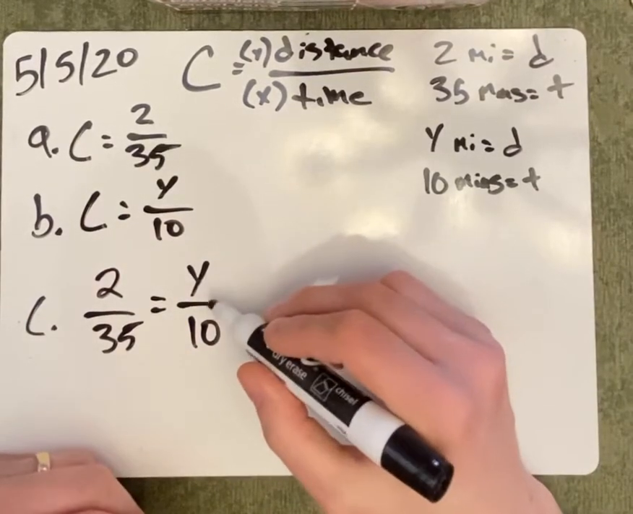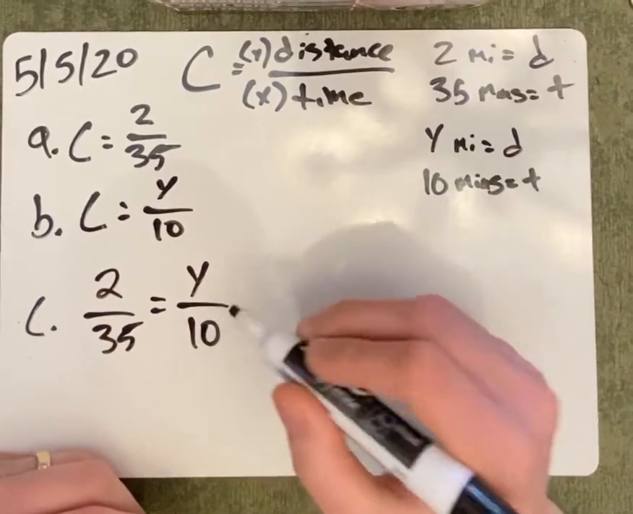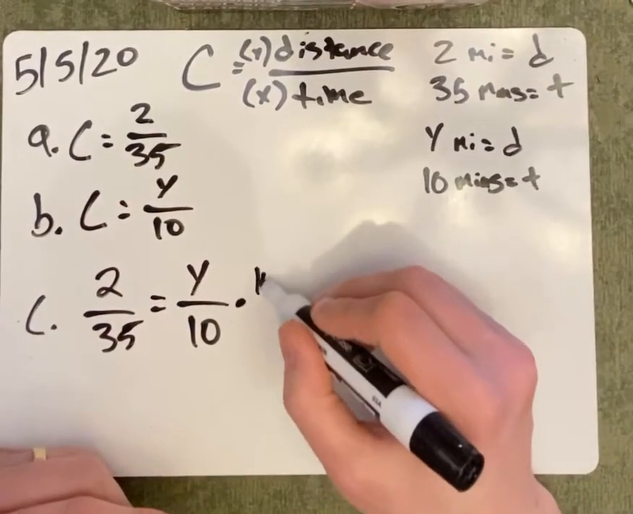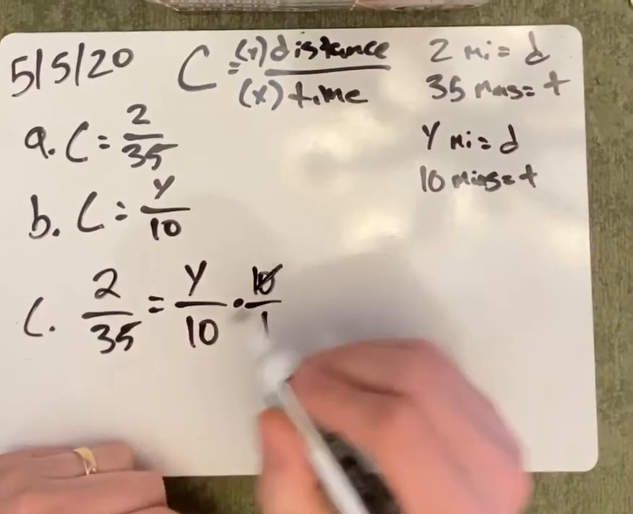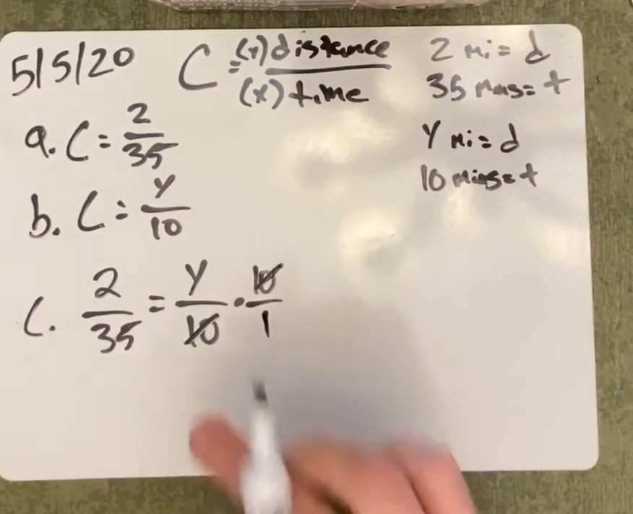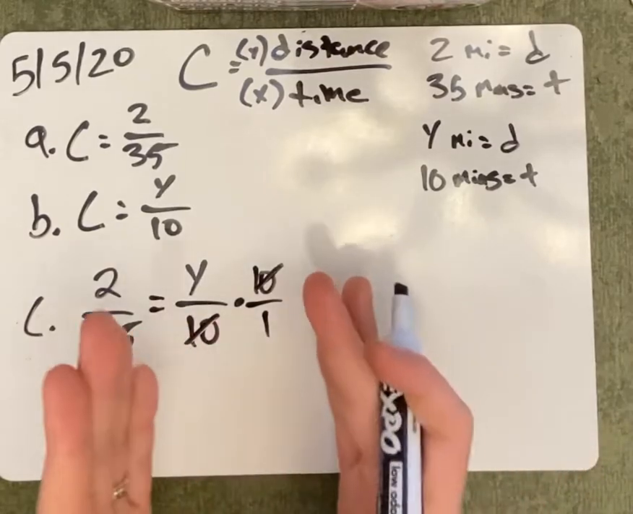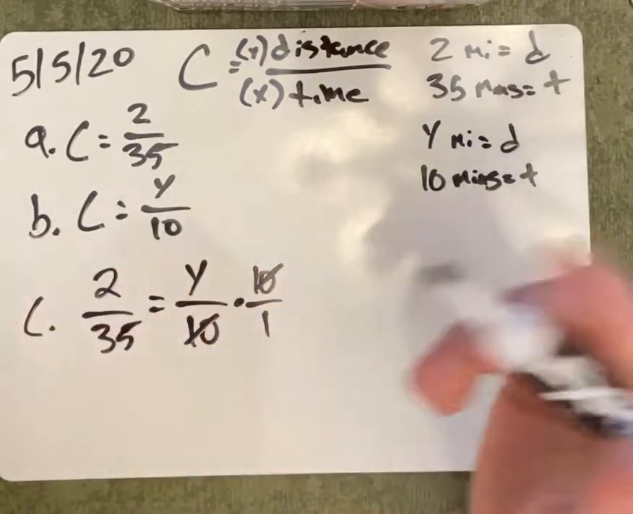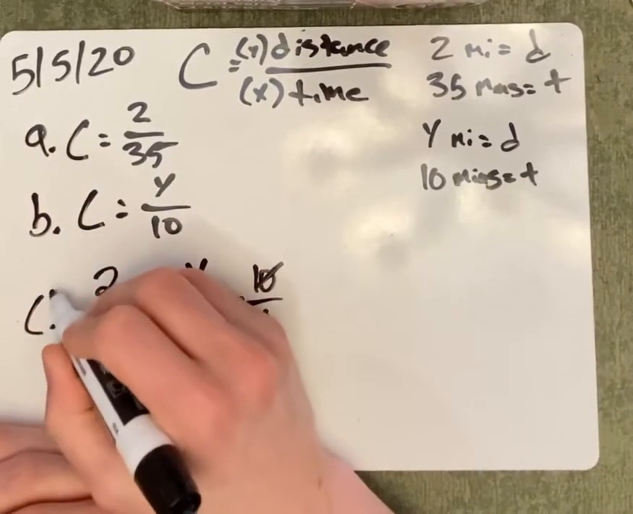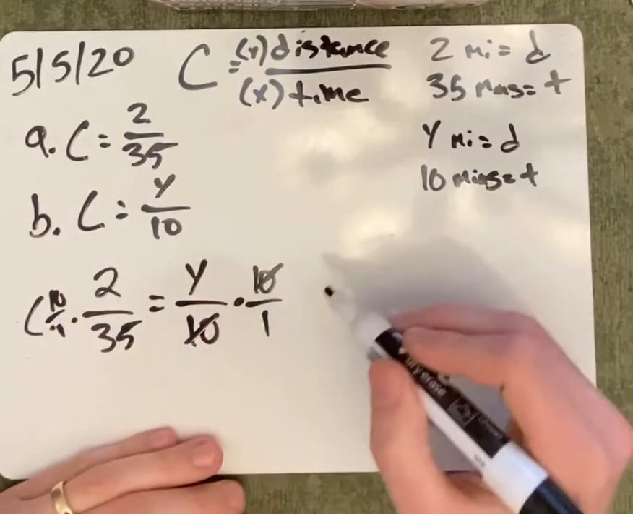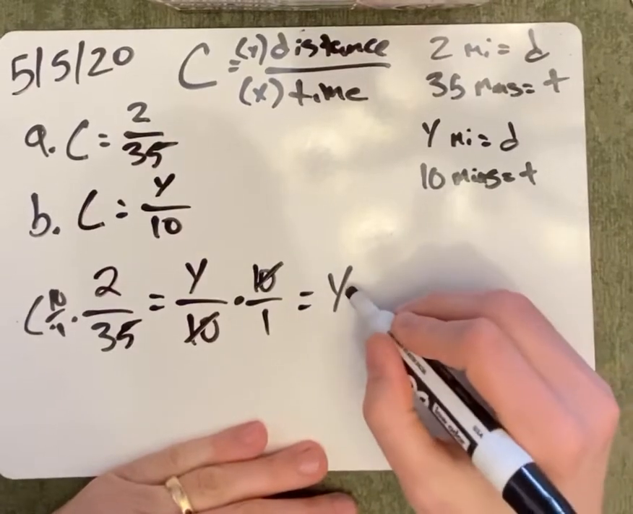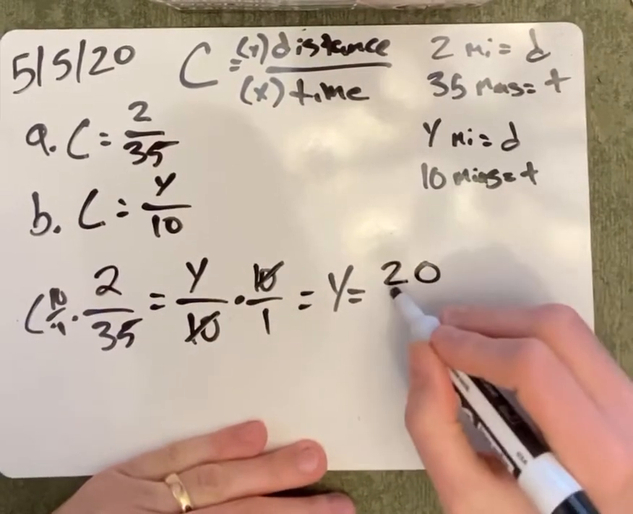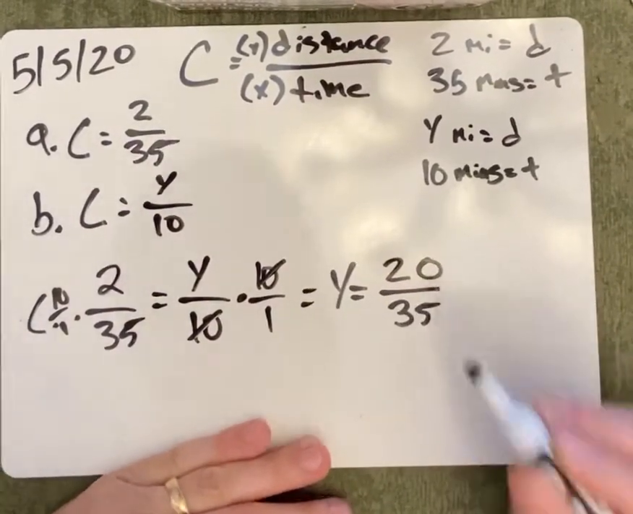So since Y is being divided by 10, to get rid of this, I'm going to multiply. Right? Because if you multiply by 10 over 1, remember this cancels out, right? And we're left with Y. And remember the golden rule. What you do to one side, you do to the other. So I'm multiplying this side by 10 over 1. Okay? So what am I left with? Y equals 20 over 35.